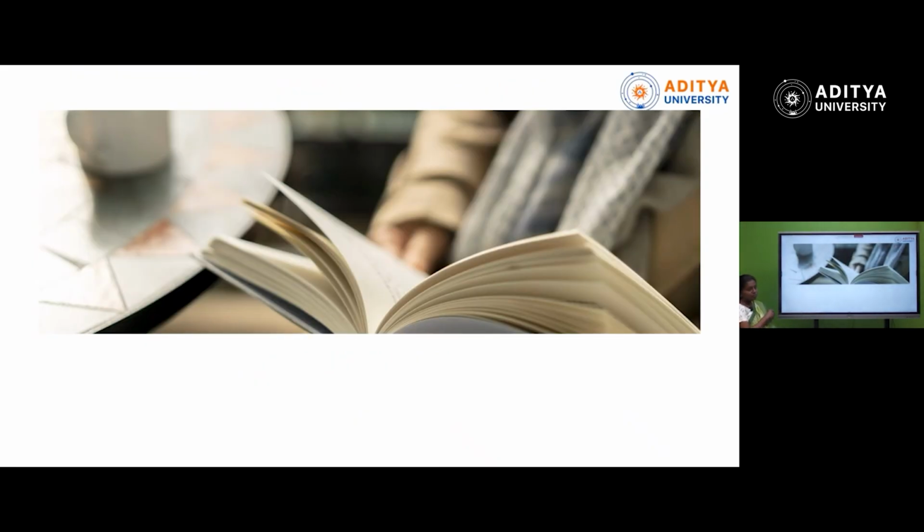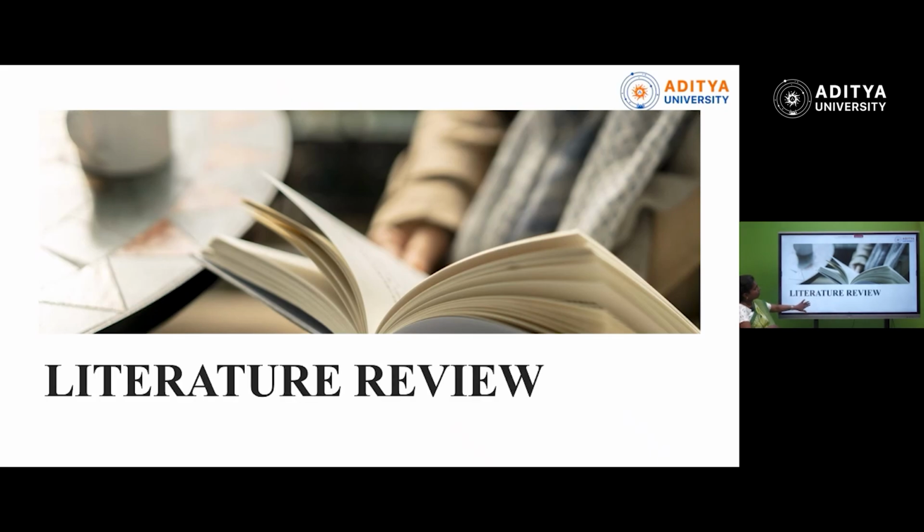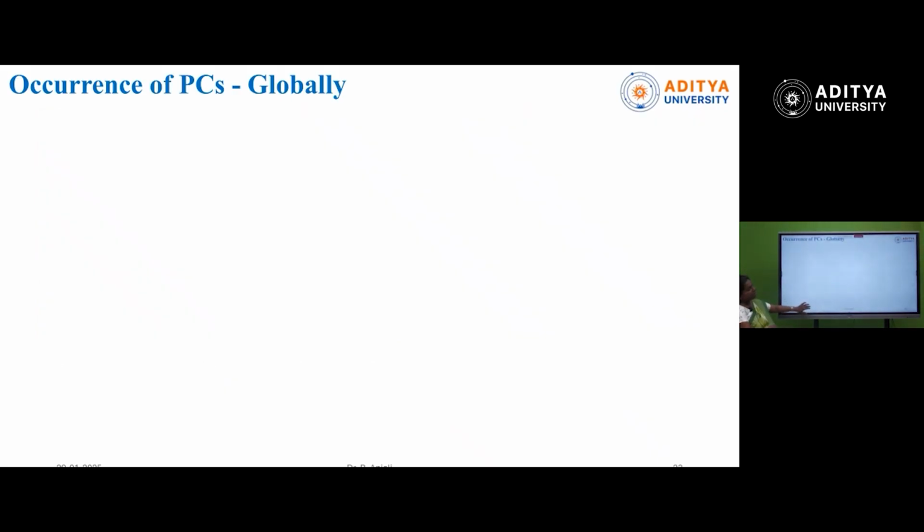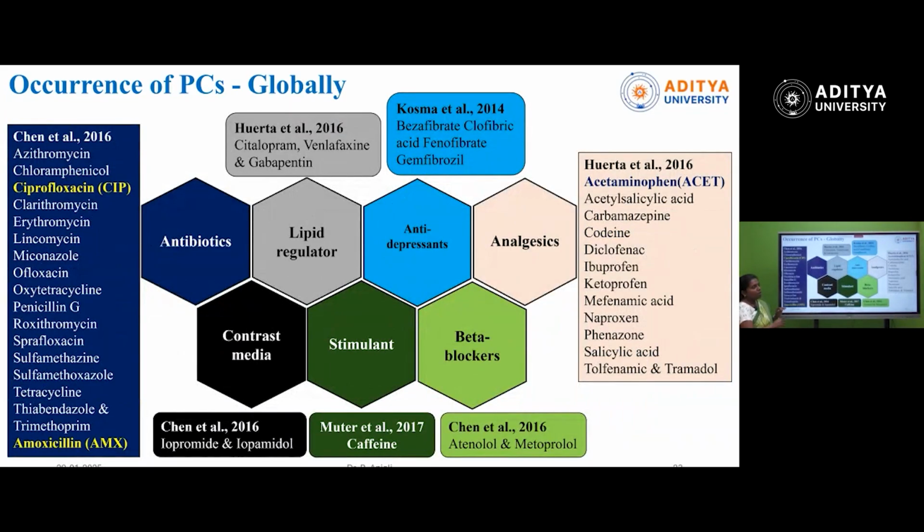So we'll see here what the occurrence is. PC means pharmaceutical compounds. We'll see globally what pollutants are occurring, and the Indian scenario also we can see. So, occurrence of PCs at the global level. Already I showed in that classification PPCPs. So here you can see the antibiotic, the author, how many pollutants they have detected. Another one. So these are all the groups that come under the pharmaceutical compounds.